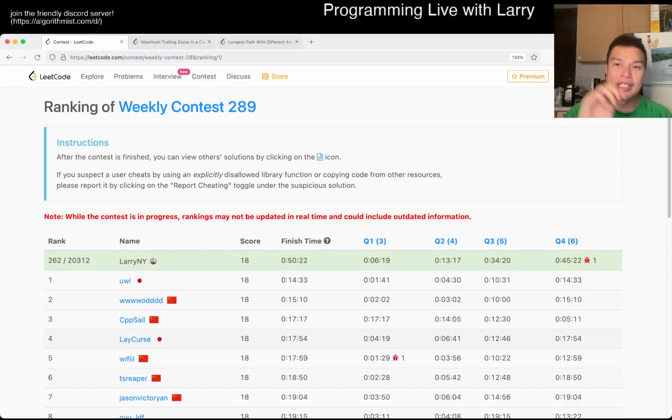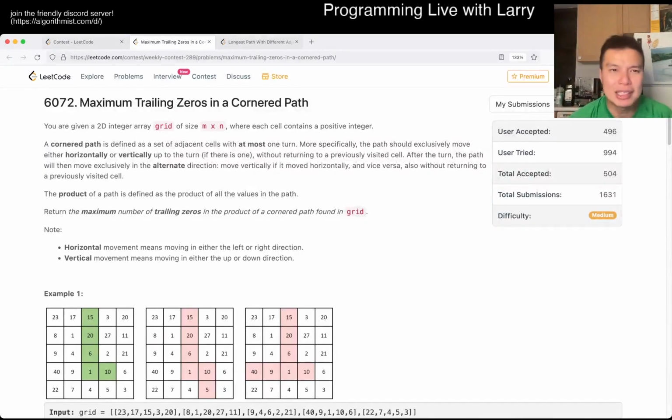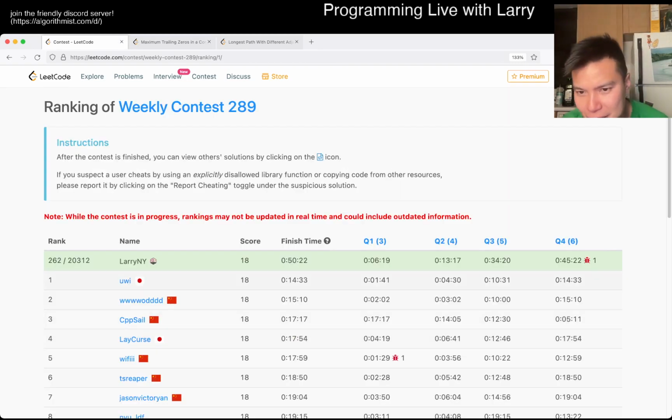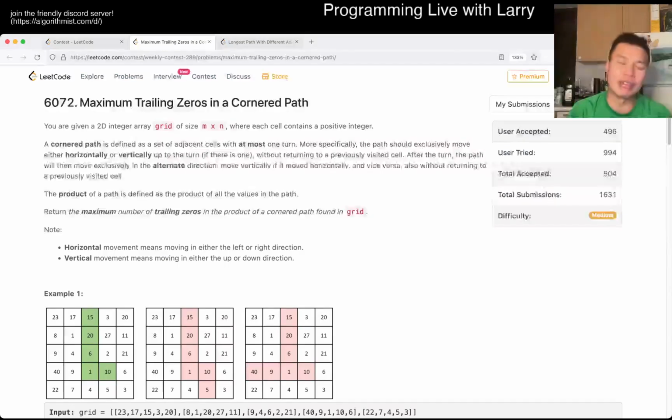This is me going with Q3 of the weekly contest 289, maximum trailing zeros in a cornered path. I think this is probably the hardest problem on the contest. Even though the top people will always be top, even the number one person, Uwe, spent more time on Q3. So I think this is probably the hardest problem in the contest.